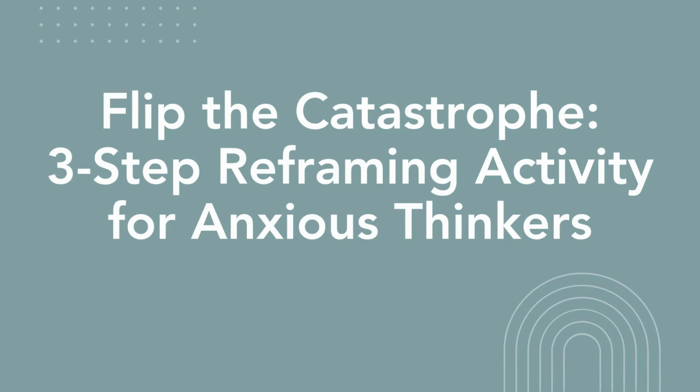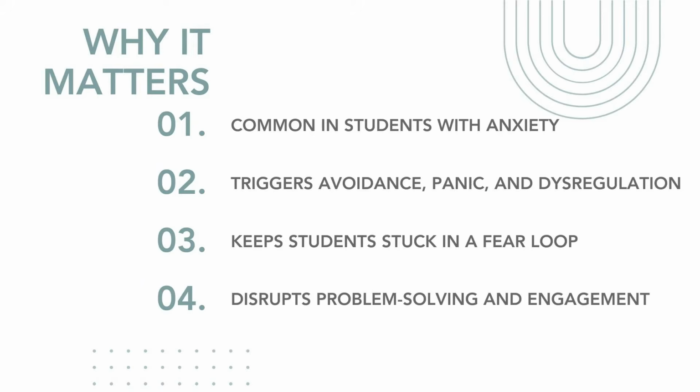Let's look at our 3-step reframing activity. First of all, why does this matter? Catastrophic thinking is really common in students with anxiety, and it triggers avoidance, panic, and dysregulation, and it keeps our students stuck in that fear loop. It prevents them from getting to the important step of problem solving.